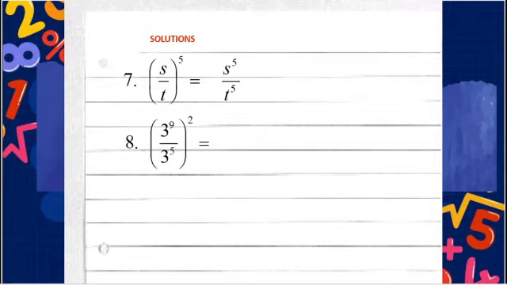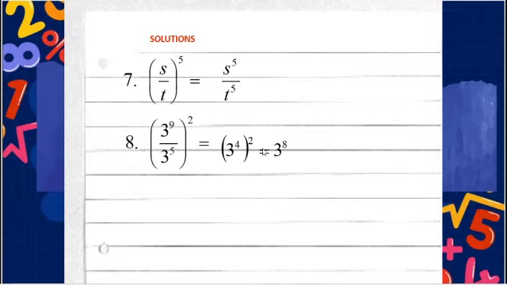Next. How about we have 3 to the 9th over 3 to the 5th quantity squared. So, this is naman an application and a combination naman ng power of a fraction and then yung power of a power, dahil may exponent nga sa loob. So, i-multiply lang natin yon. So, i-distribute natin yung 2 sa numerator and the denominator. So, that will become 3.